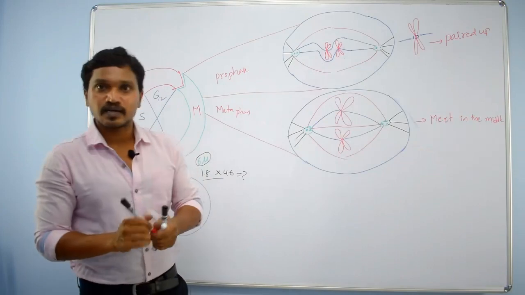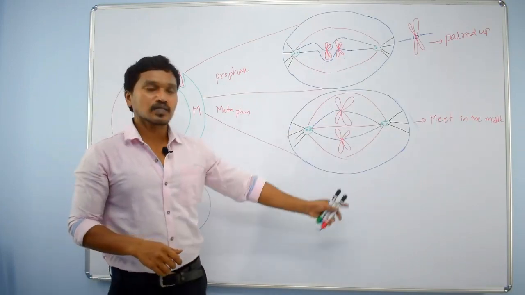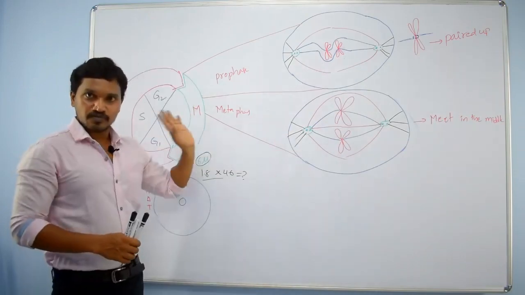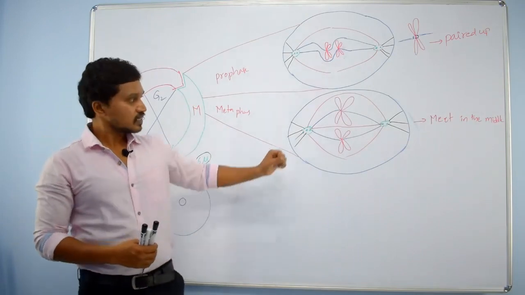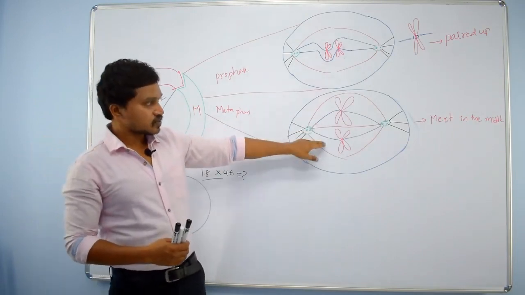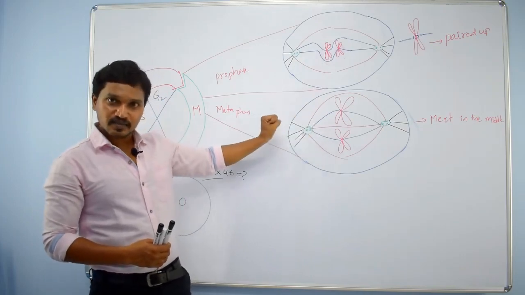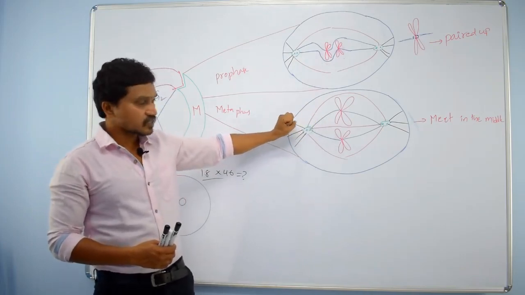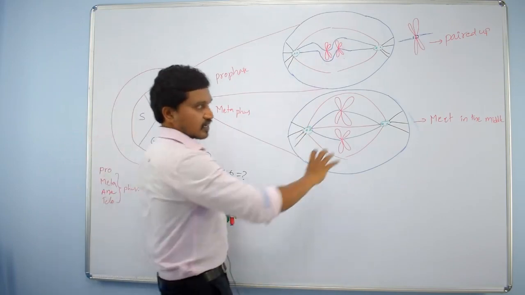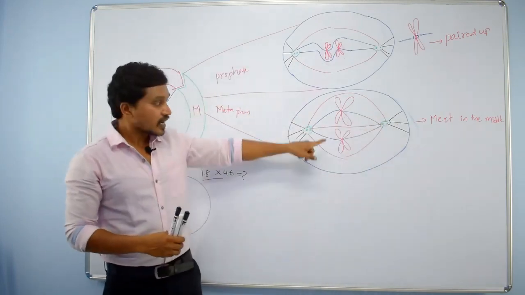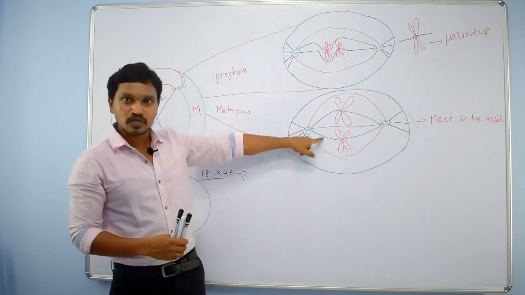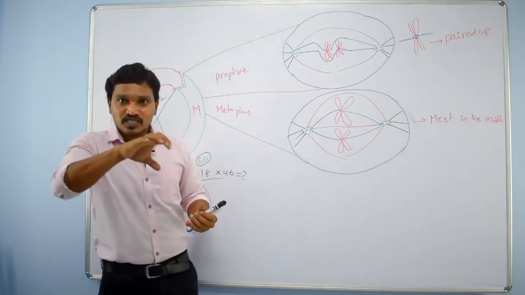Who is meeting here? All chromosomes are meeting in the middle of the cell. So that's it about metaphase. Then anaphase. In anaphase, these microtubules start contracting. Because of contraction of these microtubules from this side, which microtubules? Especially kinetochore microtubules. These kinetochore microtubules start contracting.